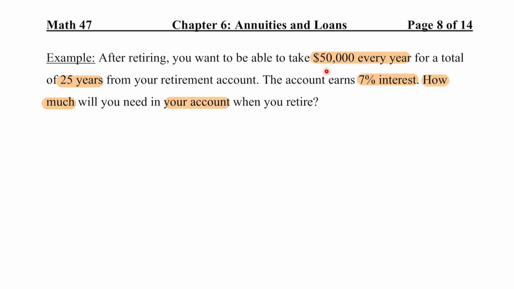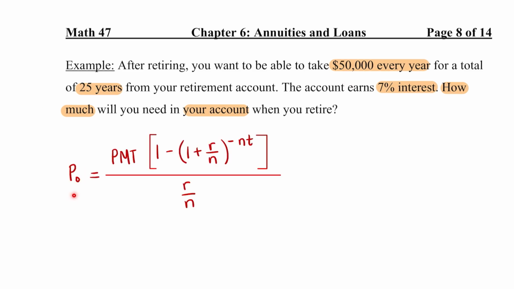In this problem, I want to make withdrawals from my retirement account. So I want to take out $50,000 every year, so I am going to use the payout annuity formula. In this formula, P of 0 is the balance in my retirement account when I start to retire. Do I know how much I have in that account? No, because that is what they're asking for. They ask how much I will need in the account when I retire. So P of 0 is unknown.